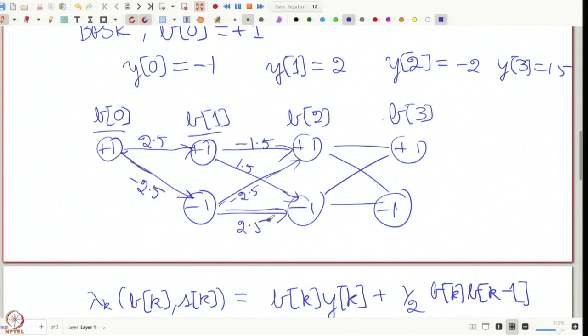Okay. Let us now pause for a minute. These increments are additive. That is what we proved in the previous lecture. Therefore, let us now observe that over here there are two paths combining: plus 1, plus 1, plus 1, and plus 1, minus 1, plus 1. So, plus 1, plus 1, plus 1, what is the metric? 2.5 minus 1.5, which is 1. Plus 1, minus 1, plus 1, what is the metric? Minus 2.5 minus 2.5 is minus 5. So, since both of these branches combine here, you can make the decision that among these two, only one of them is optimal, that is this one. Not the other one, because the metric for this is larger.